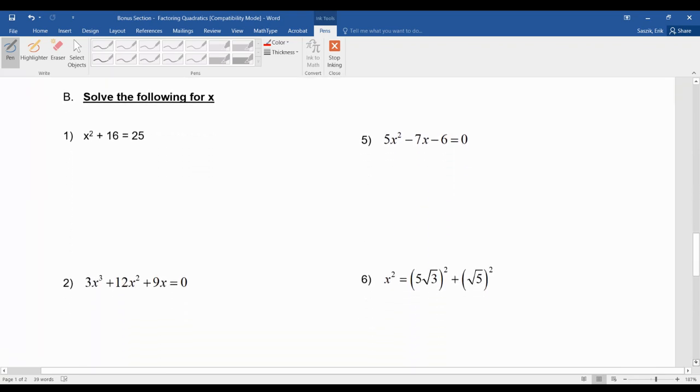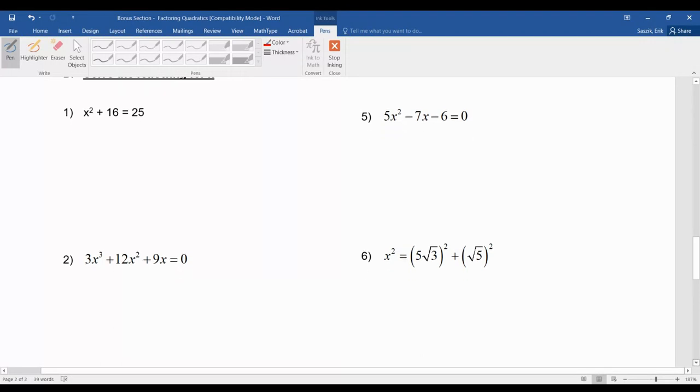Now, on the back side, we're getting into the solving. So there's some different techniques here. In this first problem, notice how there's no b term. There's no plain x term. There's just x squared. So in this problem, we just want to get x squared by itself. Move the 16 over.